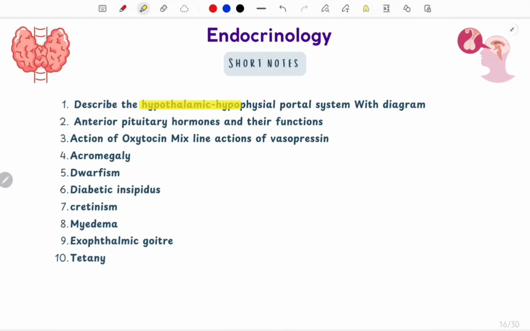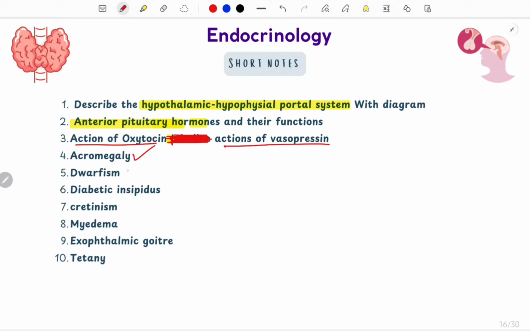In short notes, they are asking about hypothalamic hypophyseal portal system with diagram, and anterior pituitary hormones and their functions, action of oxytocin and actions of vasopressin.